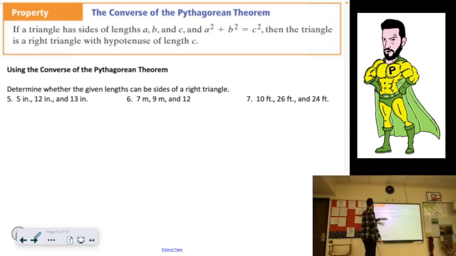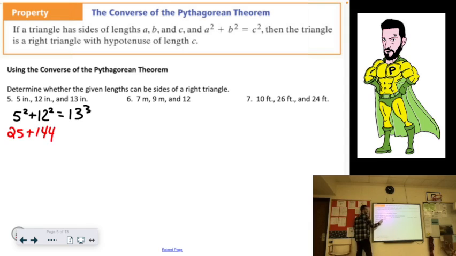So it's in order on number 5. Our longest side is 13. So we have to check and see if 5 squared plus 12 squared is equal to 13 squared. 5 times 5 is 25. 12 times 12 is 144. 13 times 13 is 169.